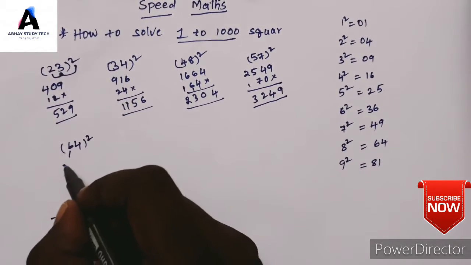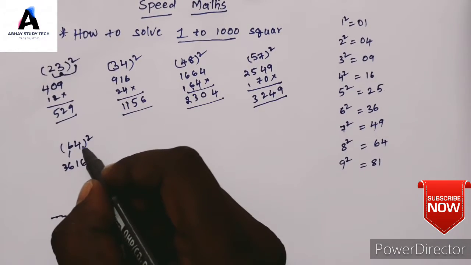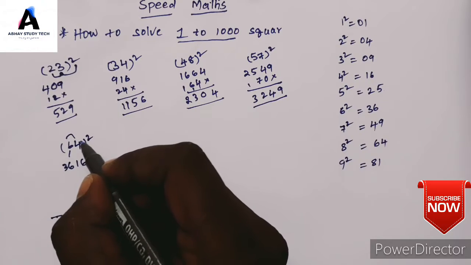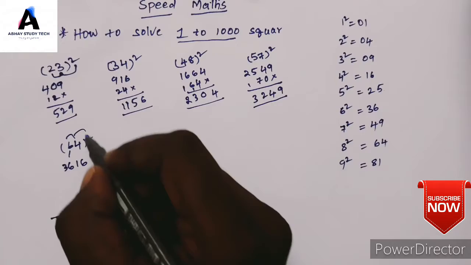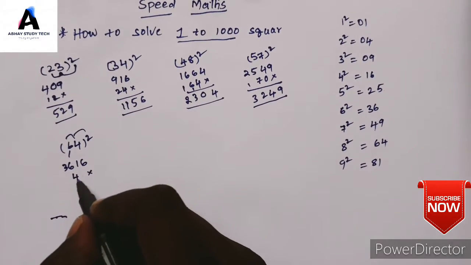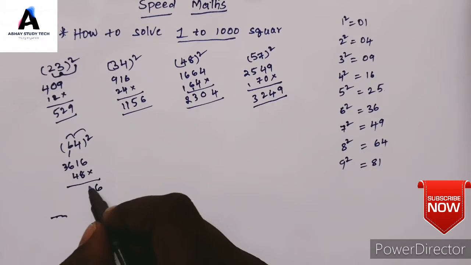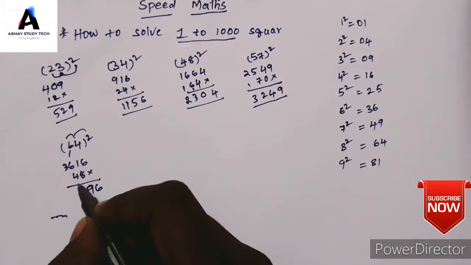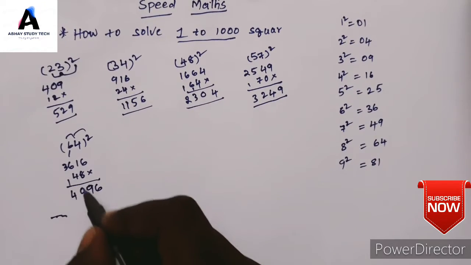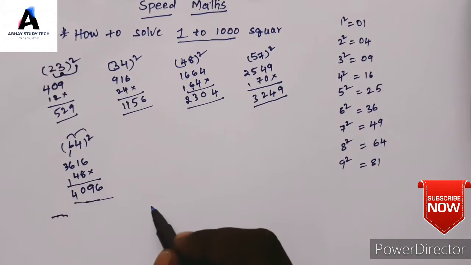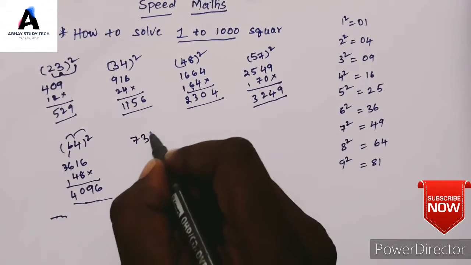6 square is 36. 4 square is 16. 6 4s are 24. 24 2s are 48. Leave the unit place and write it. 6. 1 plus 8, 9. 6 plus 4, 10. 1 is carry. 1 plus 3, 4. 4096, sorry. Next, 73 square.